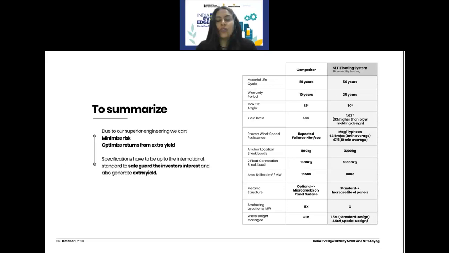That's how relevant we are to this market. And the biggest key point is that we consume about 25% less surface area to generate the same amount of electricity that our competitor would. So that tells you about the material efficiency, how good we are for the environment, and that you could pack far more PV modules with our system. We do give metallic structures as standard, as compared to competitors who just keep it as an optional offer. The anchoring locations are, as I explained earlier, 1/8 of our competition. And when it comes to ability to handle waves, our standard design can handle about 1.5 meters, and a special design can go up to as much as 3.5 meters, versus the competition at about 1 meter.